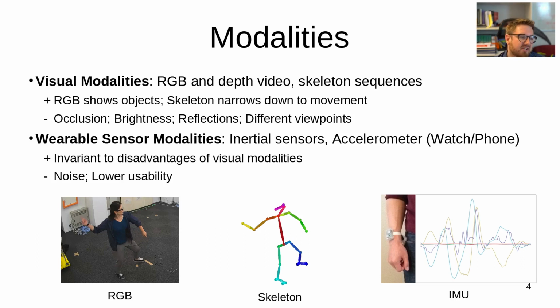We try to overcome this issue by the incorporation of additional modalities, like from wearable sensors, for instance inertial measurement units or accelerometers from a smartwatch or a phone. Those come with the benefit of being invariant to disadvantages of the visual modality and have the cost of noise and usually lower usability. Here we give examples. We transform the RGB sequence into a skeleton sequence by using OpenPose, and we incorporate additional modalities like for instance inertial measurement units.